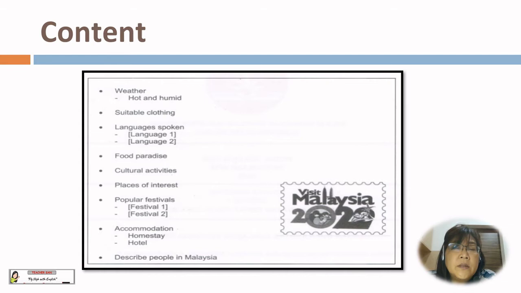So this is the notes given. You have weather, hot and humid, suitable clothing, language spoken, you must give 2, language 1 and language 2, and then you have food paradise, and then we have cultural activities, places of interest, popular festivals. You have to mention 2, festival 1 and 2, and then you have accommodation, homestay, hotel, and then you have to describe people in Malaysia.